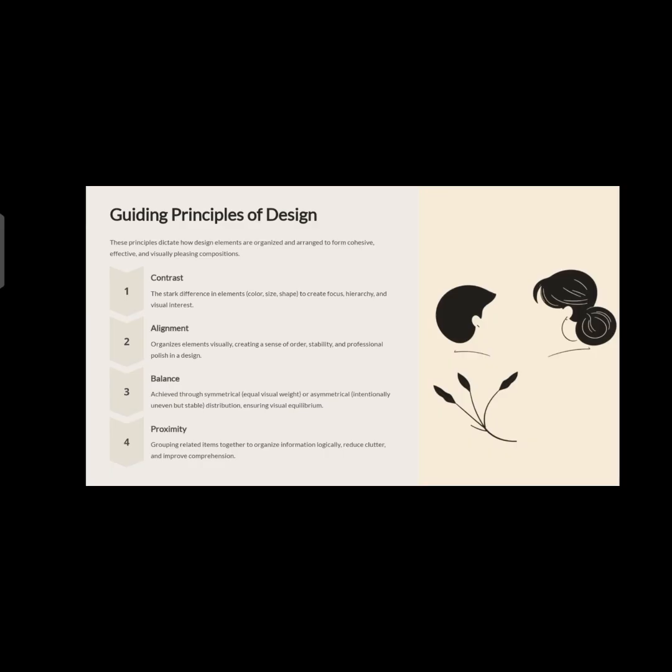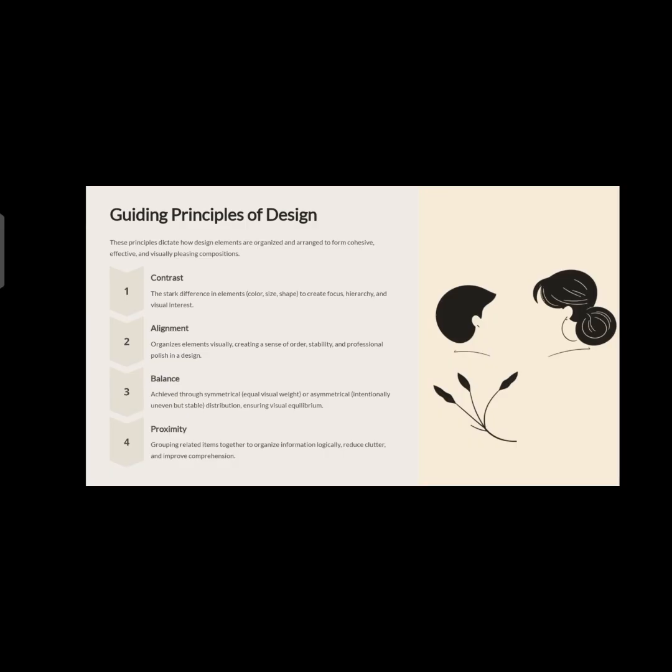Now we have alignment. Alignment is how your design is being aligned. Is it aligned properly? Because there are some designs that are just scattered. Now let's go through it. Alignment organizes elements visually, creating a sense of order, stability and professional polish in the design. Alignment is to make your work neatly arranged, to organize your work properly.